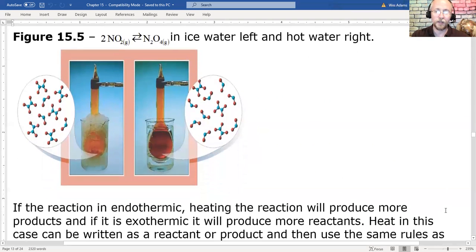So if the reaction is endothermic, then heating the reaction will produce more products. If it's exothermic, then heating will produce more reactants. And so in this case, heating it produced more reactants. So we would conclude that this reaction is at least modestly exothermic.